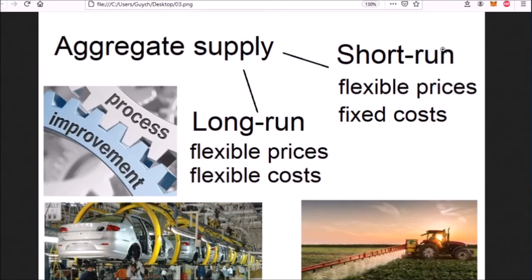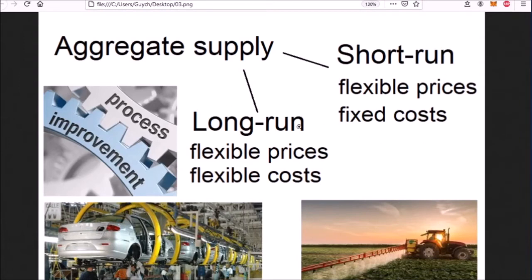But short run is not long enough, perhaps several months is not long enough to change the cost levels for production. For example, if this car manufacturer has long-term contracts, annual contracts with its employees, several months is perhaps not long enough for those contracts to expire and new contracts to be signed with new levels of wages. Hence, the costs of production are a little bit more fixed in the shorter term.